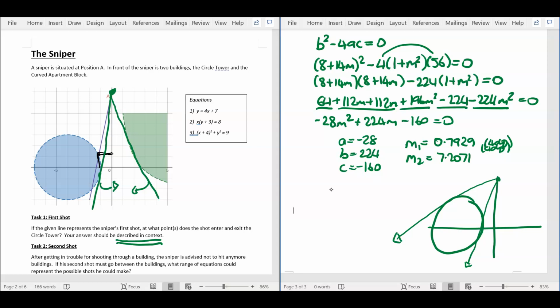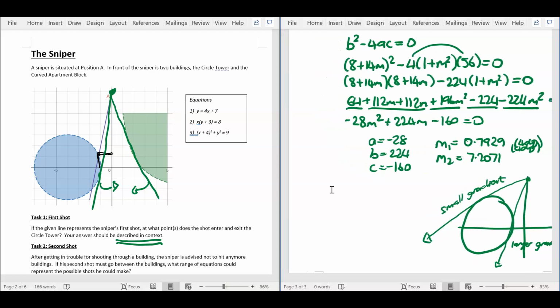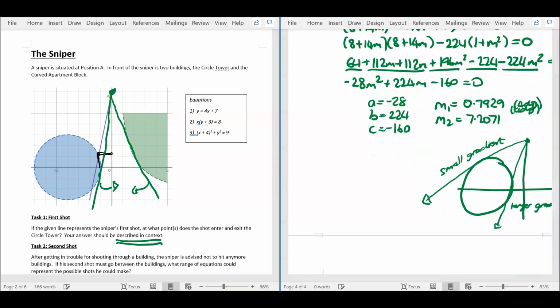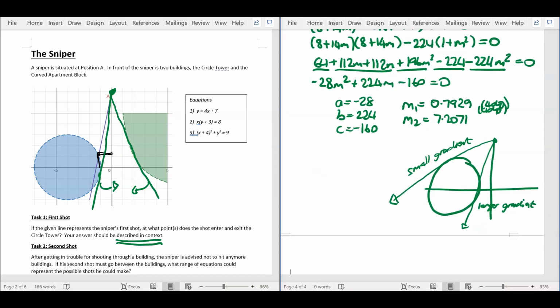And if you think about the gradient, that first one up the top is going to have a small gradient because it's got quite a shallow rise. And this one down the bottom is going to have a larger gradient, and that's because it's quite steep. Because of that, we can eliminate the smaller one. So based on that, m1 looks like it's going to be a false answer, and m2 is going to be our real answer. So we now just need to explain that in a bit of context.